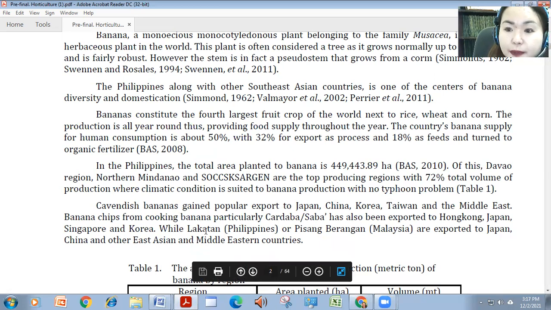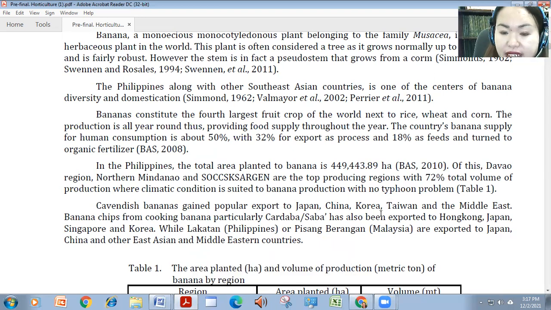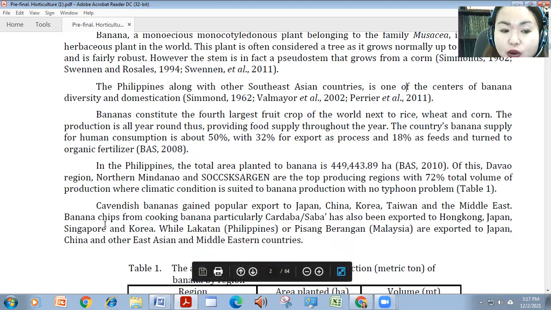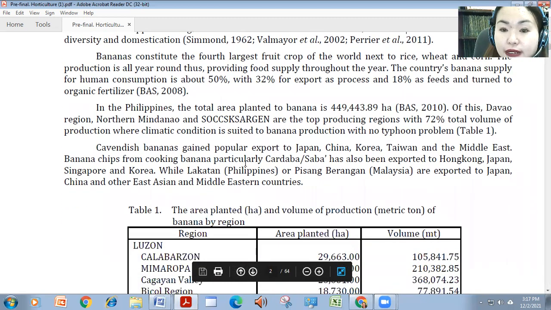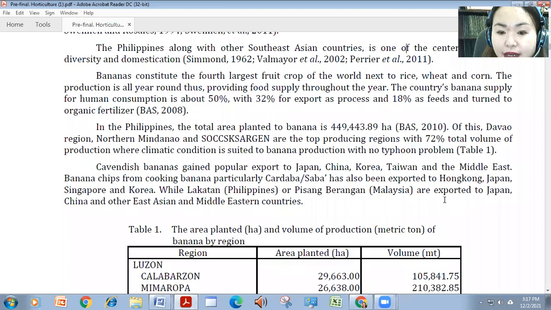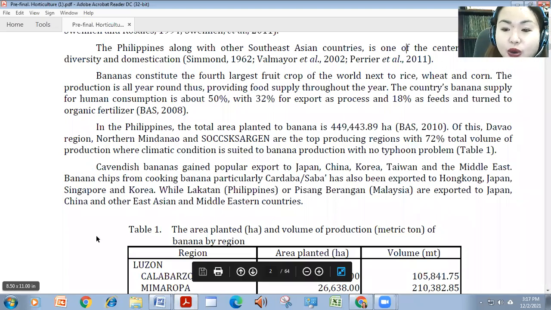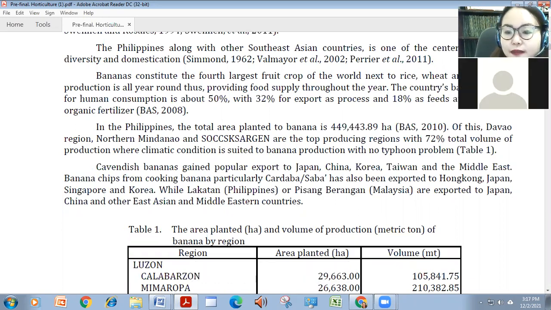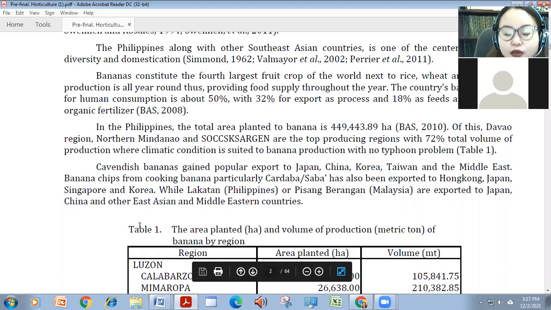So one of the major cultivars of banana is the Cavendish, no? It's very popular as export to Japan, China, Korea, Taiwan, and the Middle East. And we are also producing banana chips na niluluto natin, particularly the cardaba or saba, and it has been exported also to Hong Kong, Japan, Singapore, and Korea. While ang lakatan in the Philippines and pisang berangan in Malaysia are also exported to China and other East Asian and Middle Eastern countries.